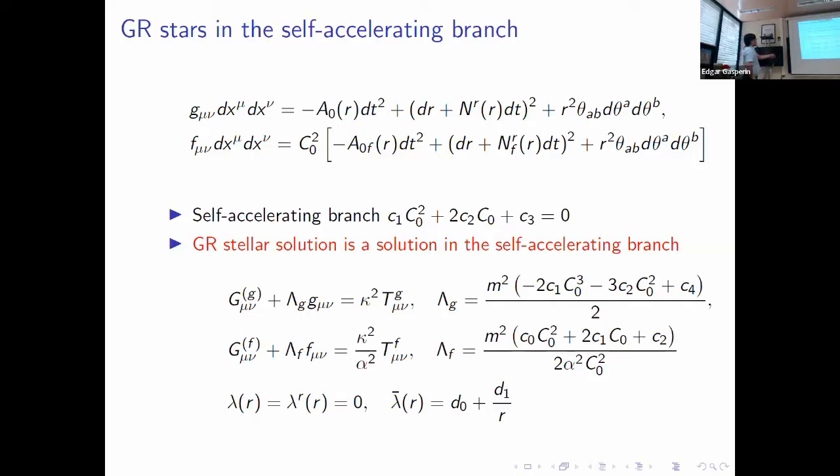Then with this metric, both metrics satisfy the Einstein equations with the presence of some matter, with the cosmological constant given in the form obtained in the previous slide. You also get the previous lambda. Therefore, any GR solution is also a solution in the self-accelerating branch.